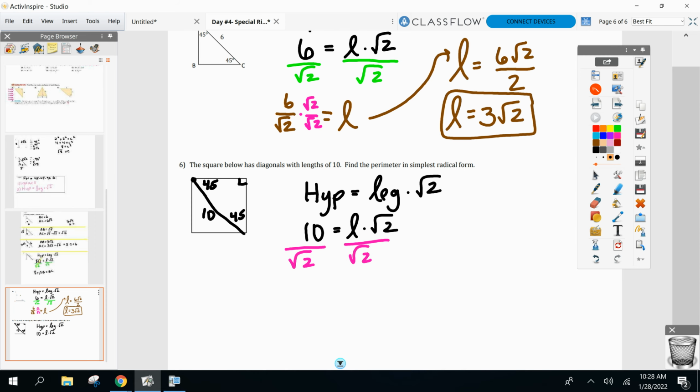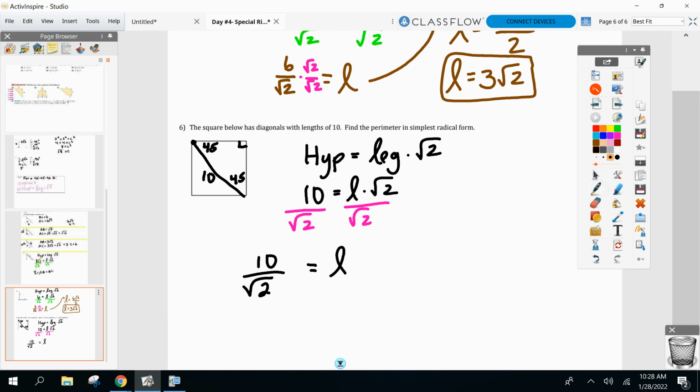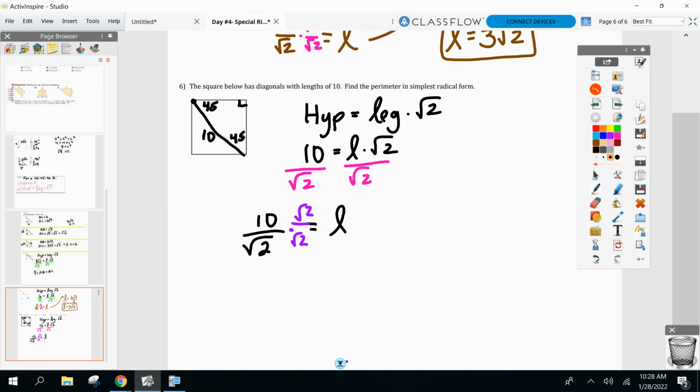Can't do that, right? Everyone's good? That's a no-no. Don't try to divide. And what do I have in the denominator? A radical. Can't have a radical in the denominator. Multiply top and bottom by radical 2. Keep helping me out. What's left in numerator times numerator? What do you have on top? 10 radical 2. Denominator, radical 2 times radical 2 is just 2.